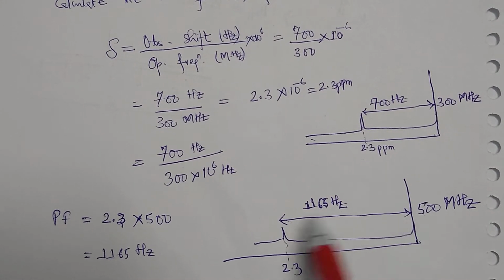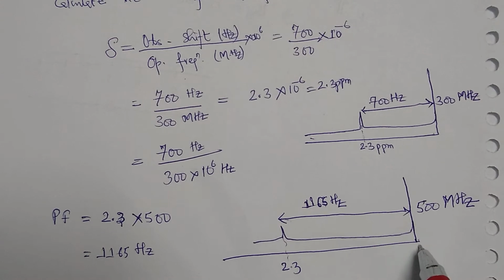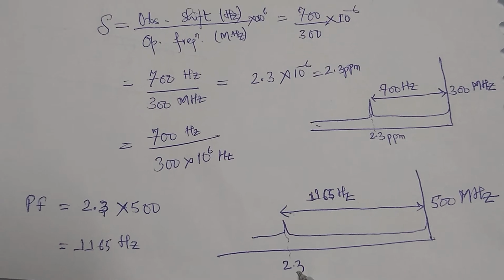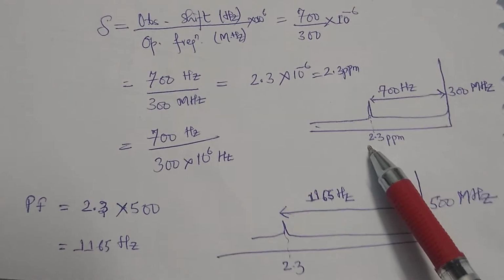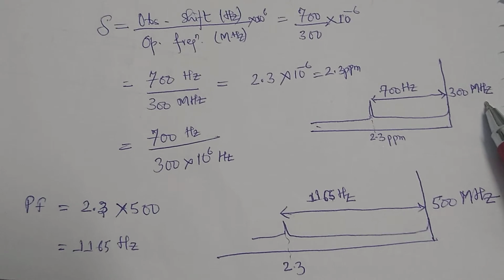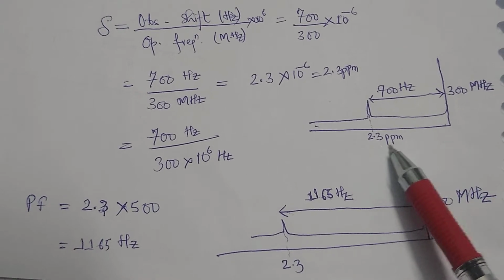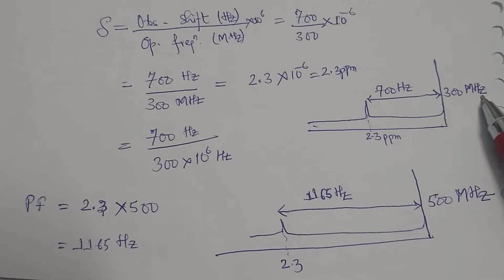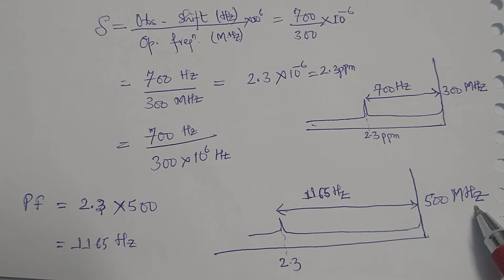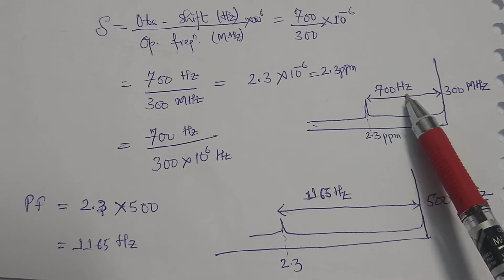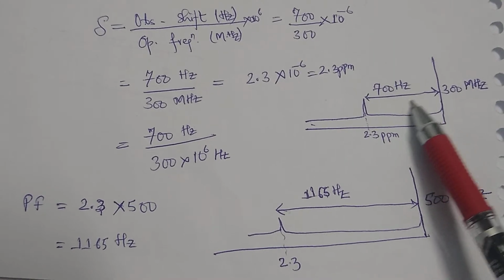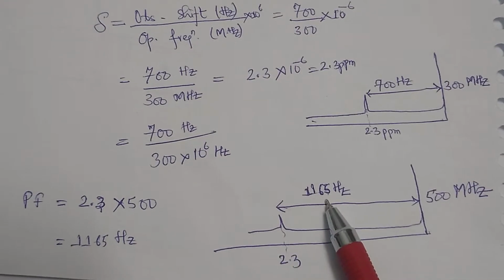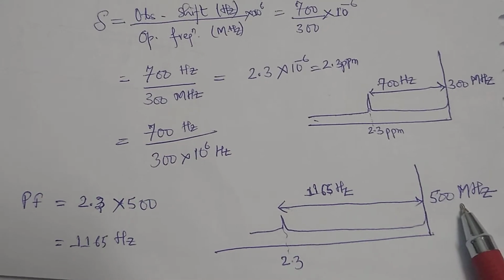1165 Hz frequency to that of the reference standard, which will be 2.3 ppm. 2.3 ppm here for the 500 MHz instrument, 2.3 ppm here for the 300 MHz instrument. So the chemical shift with the unit of ppm is constant for the 300 MHz instrument and the 500 MHz instrument also. But if you see here, it is 700 Hz with the frequency as a chemical shift, and 1165 Hz in the 500 MHz instrument.